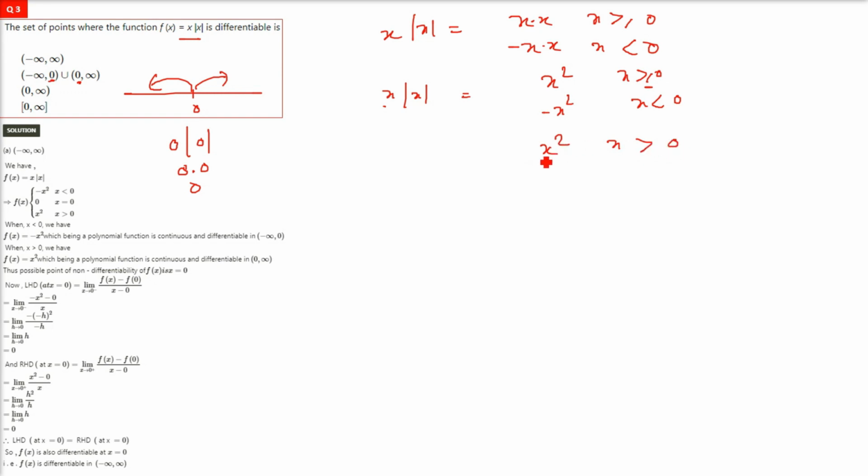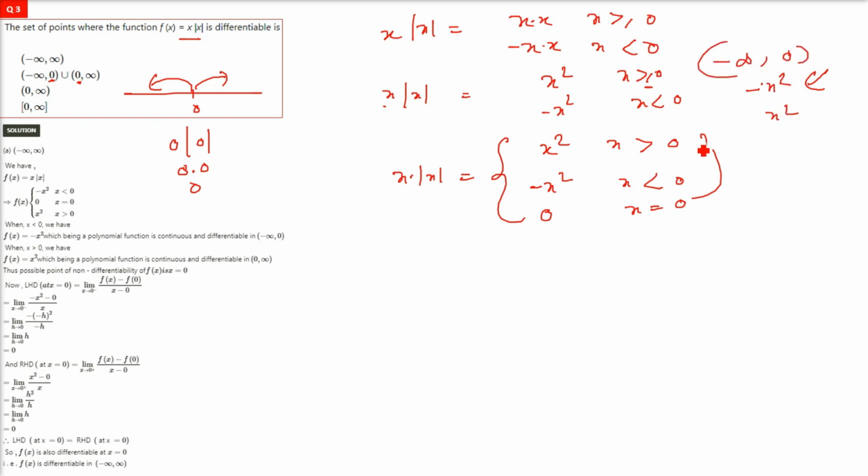So the final function: x square when x is greater than 0, negative x square when x is less than 0, we don't have any doubt about it. But it is 0 when x is equal to 0, which we already checked just now. So x into modulus x, I divided into 3 parts now: just below 0, above 0, and then on 0. This negative x square and x square, they are polynomial functions. They are continuous and differentiable in the intervals from negative infinity to 0 and 0 to infinity.